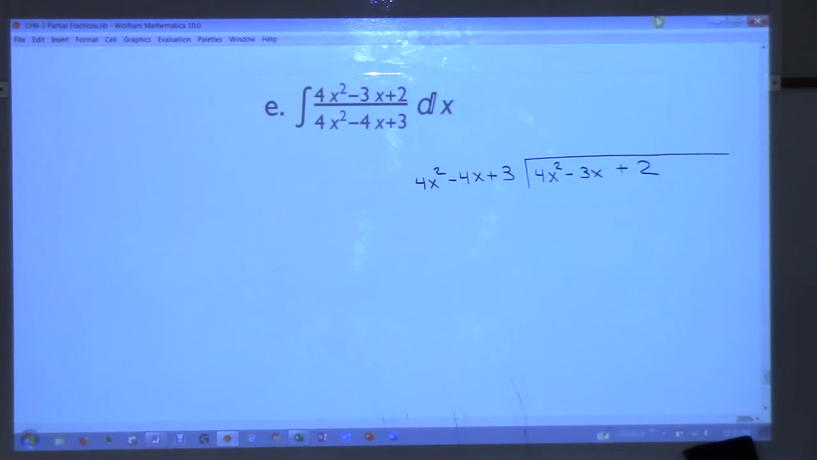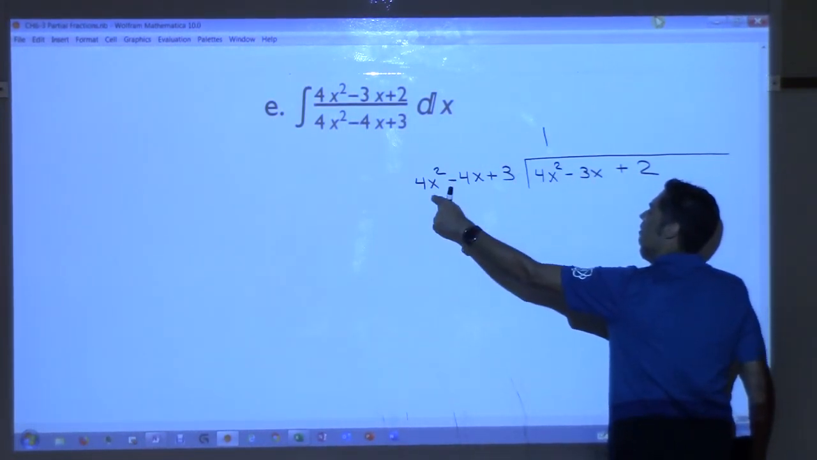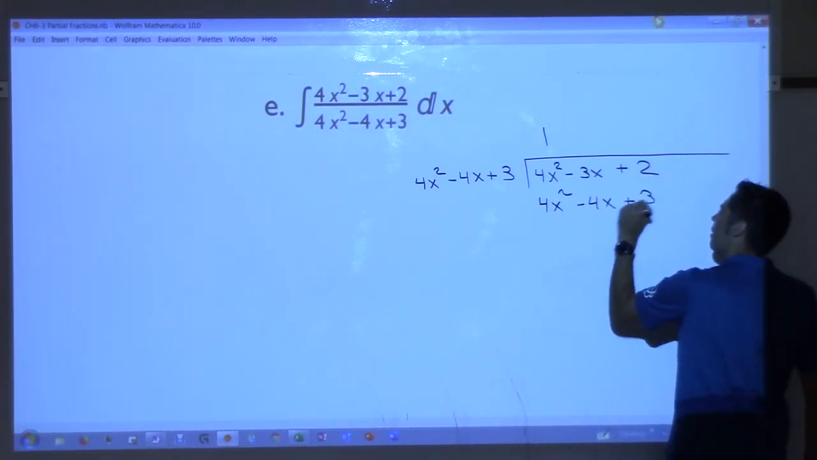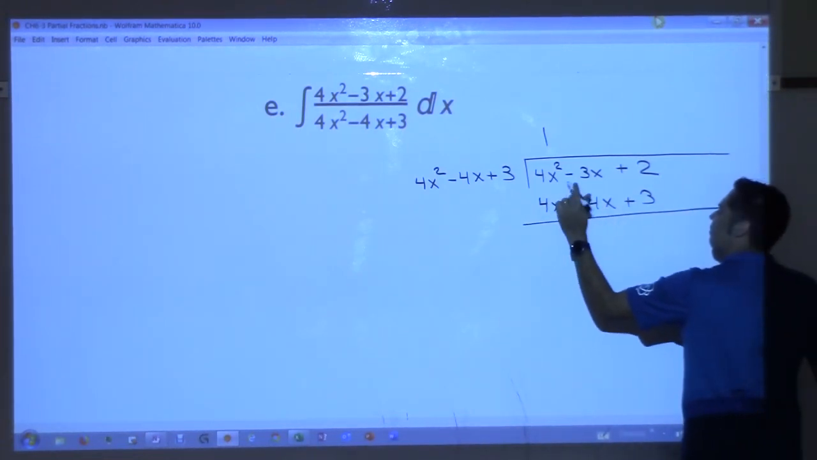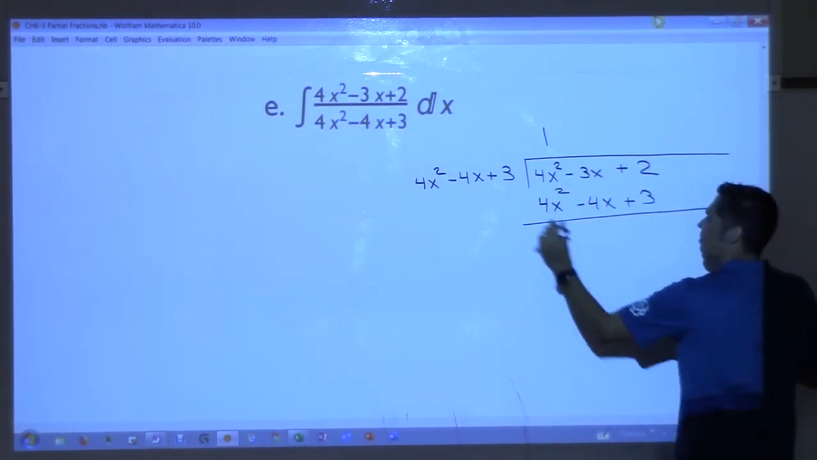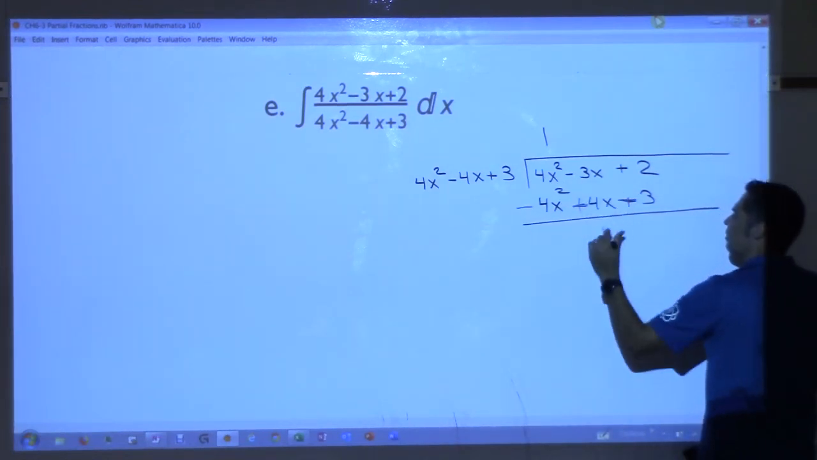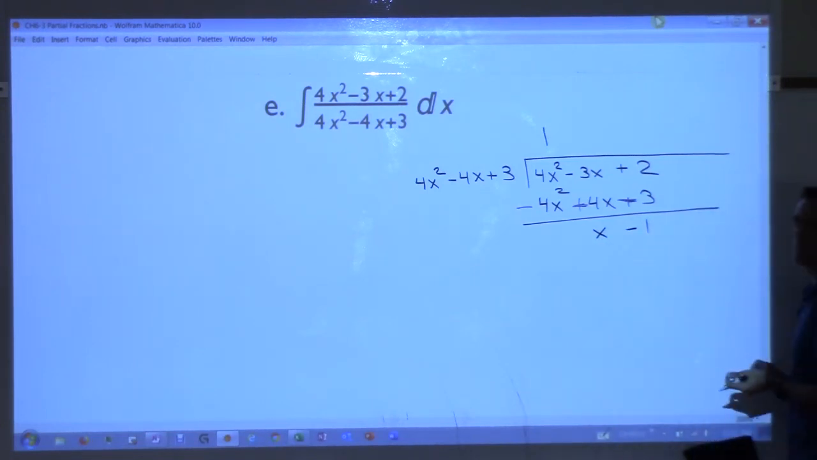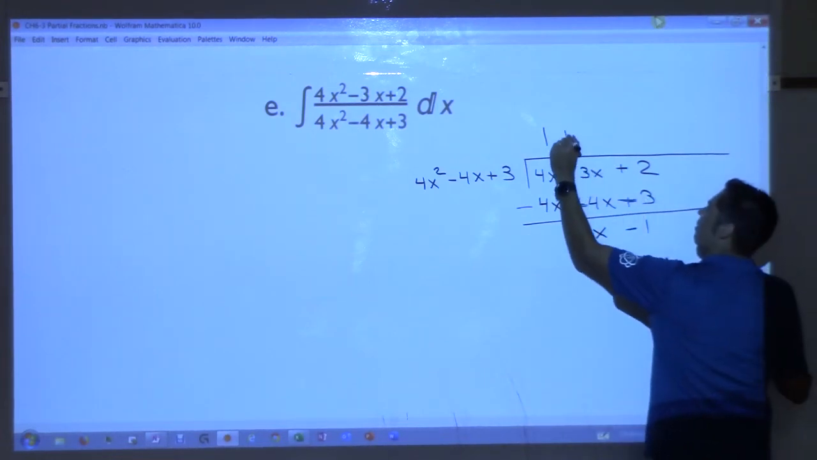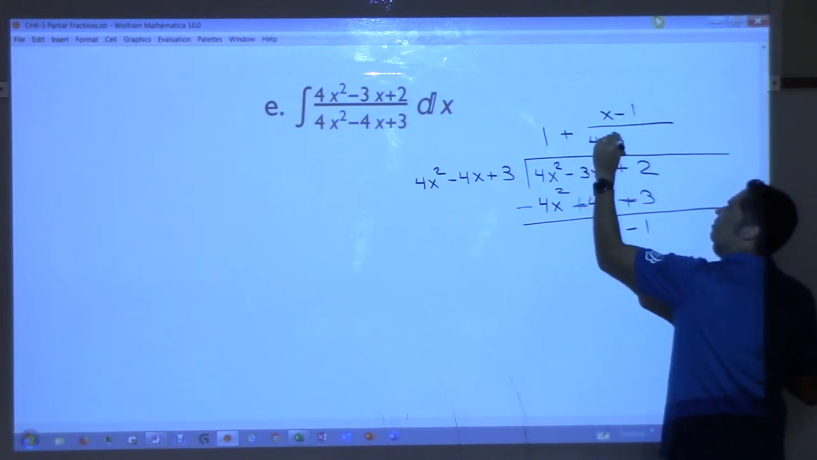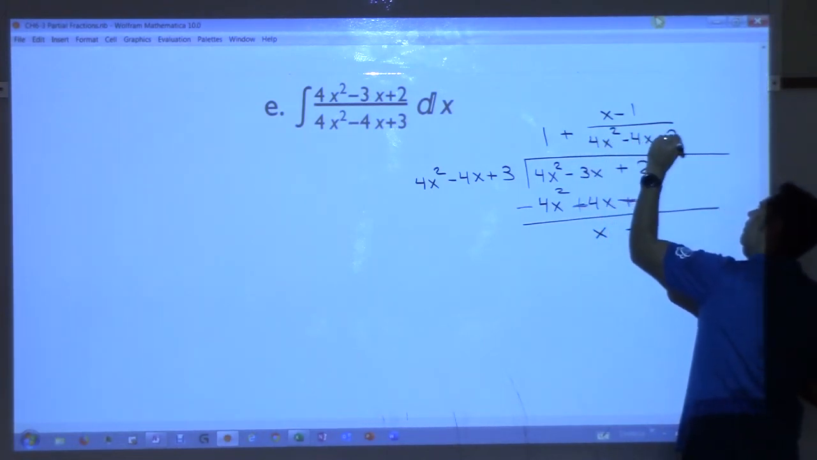What goes first here? 1, right? Multiply by 1. We get 1 times that. So 1 times everything. Just put it here. Minus 4x plus 3. Subtract or change signs. Minus, plus, minus. Add down. X minus 1. And we have to stop here, right? Can't go any further. So this is going to be plus x minus 1 over the divisor, 4x squared minus 4x plus 3.